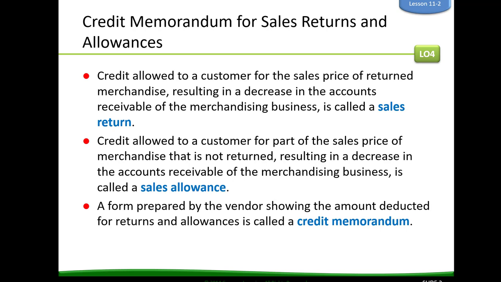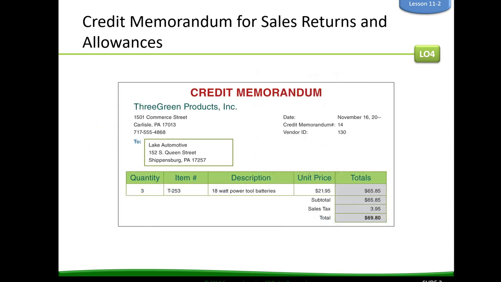Sales return is the same idea as a purchase return. It's when the product comes back in, and we're going to reduce the accounts receivable. A sales allowance is when the product is not returned, but we reduce the amount of the accounts receivable. Like if the product was defective or an inaccurate number of units were sold, and the form prepared by the vendor showing the amount deducted for returns and allowances is a credit memorandum, just like we had the debit memorandum.